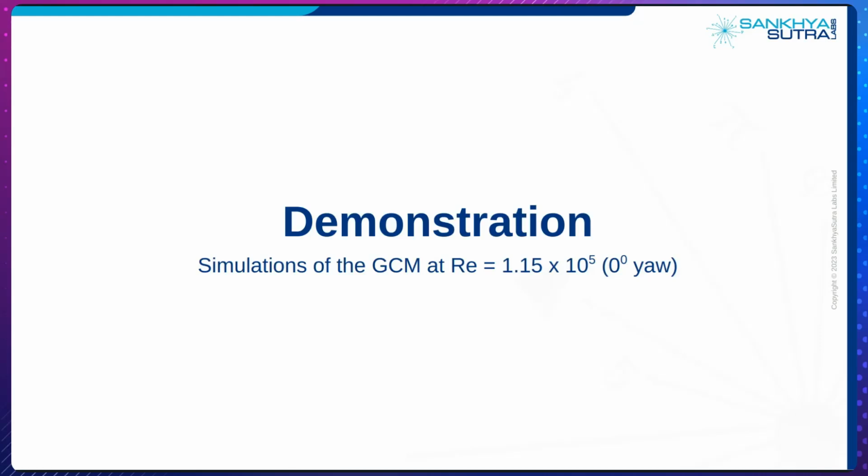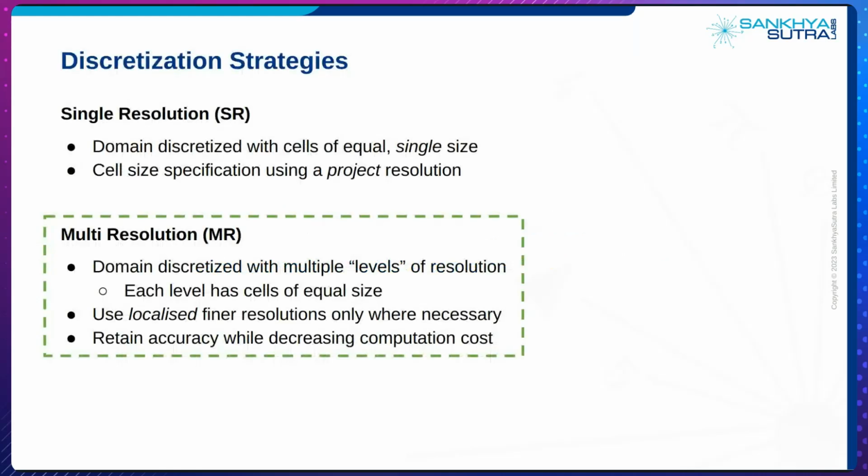Now, I'll just give you a brief account of what the simulation parameters for the GCM flow at a Reynolds number of 1.15 million are, for an angle of 0 degree yaw. So there are two discretization strategies that the user can employ. They can either make use of a single resolution grid where the resolution is the same across the domain, and while this might lead to a high cost of simulation, this might be more accurate for certain cases.